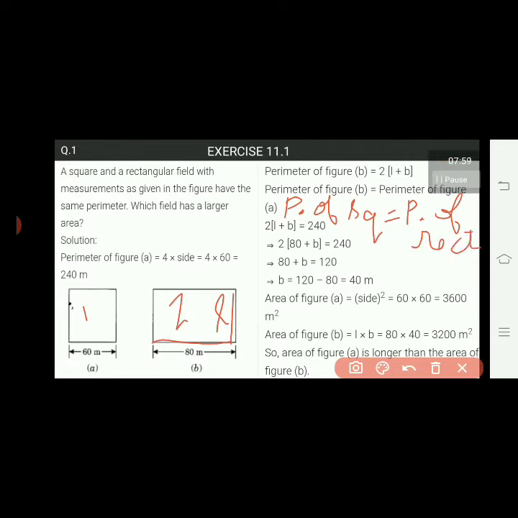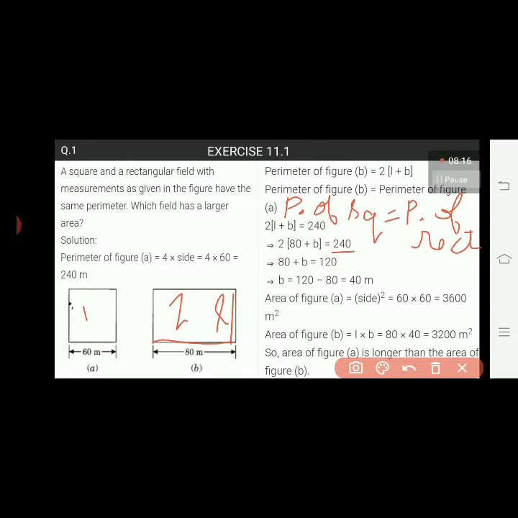So the perimeter of a square is what? 4 into 60, that is 240, and the perimeter of a rectangle formula is 2 into (length plus breadth). Here it is given 2 into (80 plus breadth) is equal to 240. When 2 is in multiplication, it changes its side, so it will be 240 upon 2, so it is 120, and the value of the breadth we have got as 40 meter.